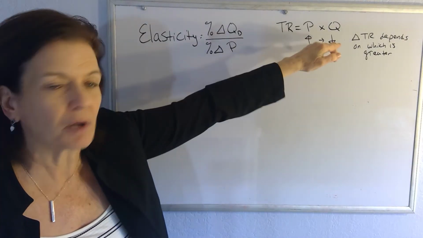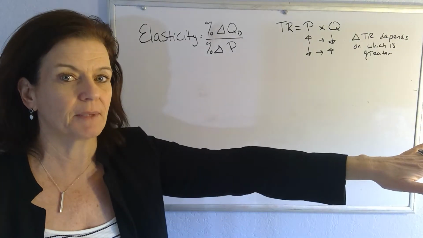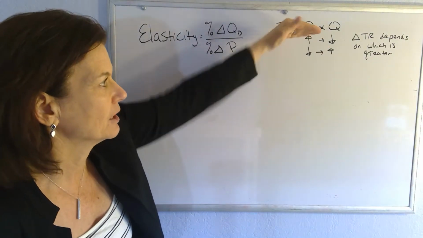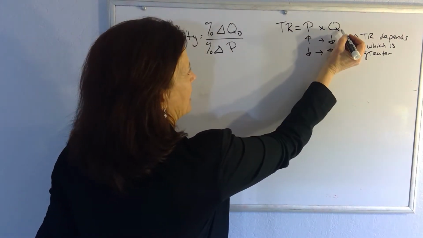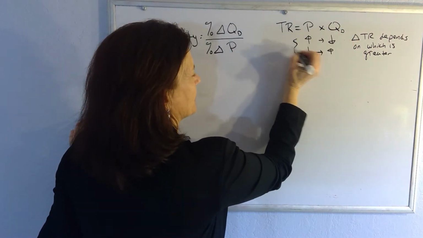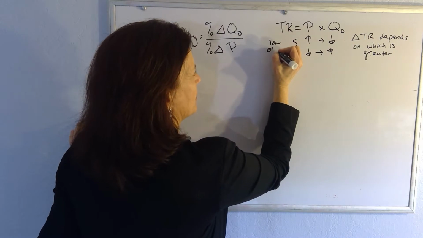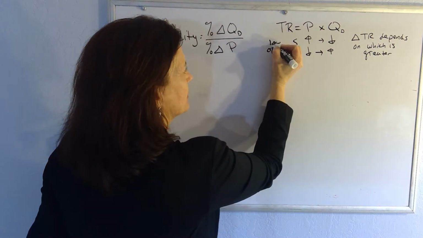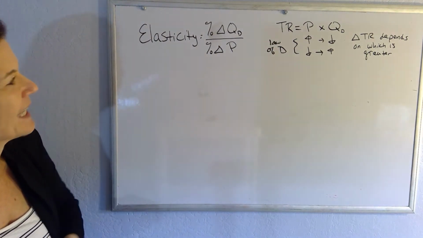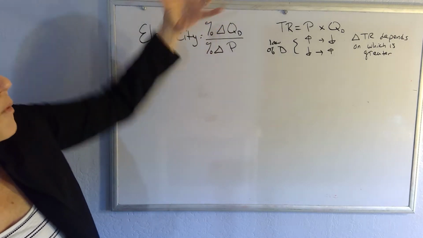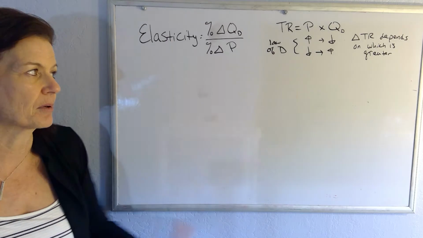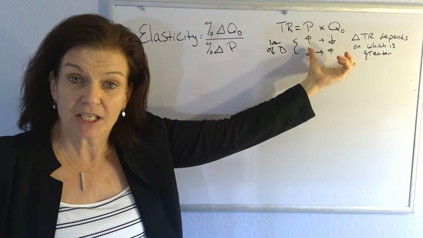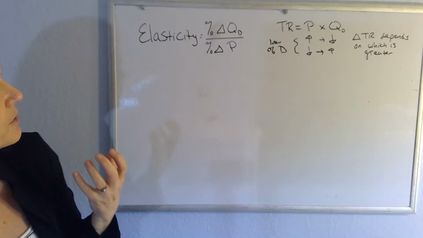When you change your price, it's going to change your quantity demanded. Law of demand, right? Lower price, higher quantity demanded, higher price, lower quantity demanded. That's just the law of demand. So we know that, but what elasticity tells us is which is bigger, what's happening to quantity or what's happening to price. And that's going to have implications, as we talked about, for total revenue.